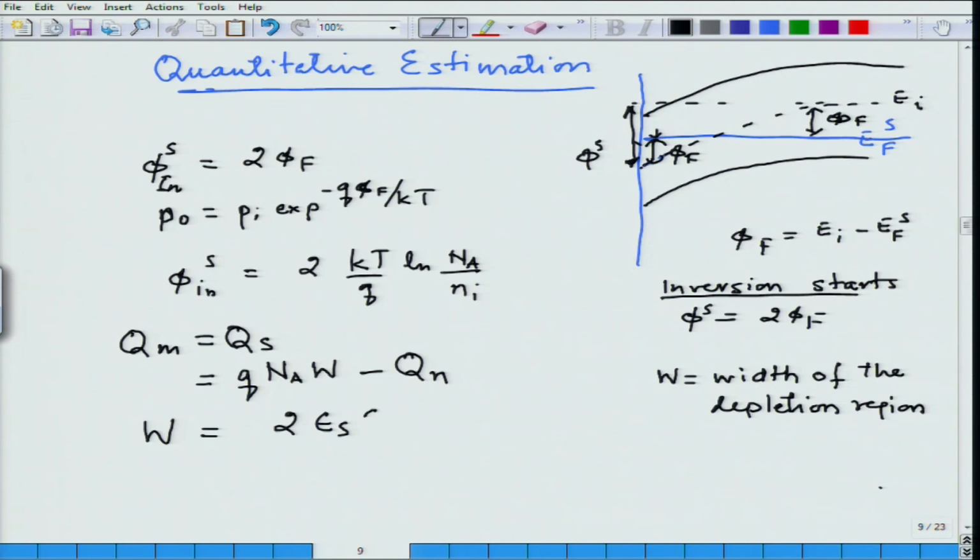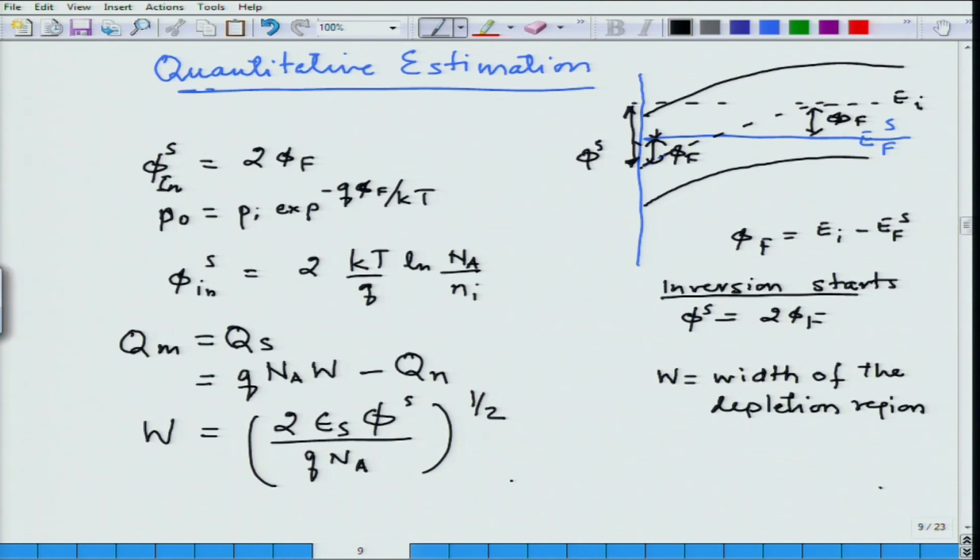dielectric constant of the semiconductor times phi of s divided by q times N A, to the power half. So, now I know the width. So, I can calculate what is my charge, what is the charge in the depletion region. Now, phi of s at the inversion condition is given to me. So, with those conditions I can calculate what would be my threshold voltage.